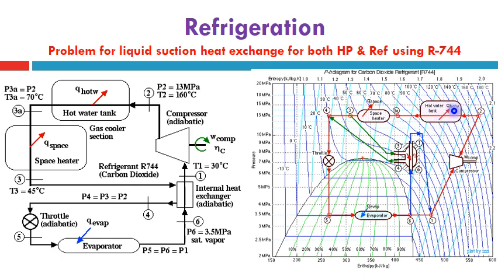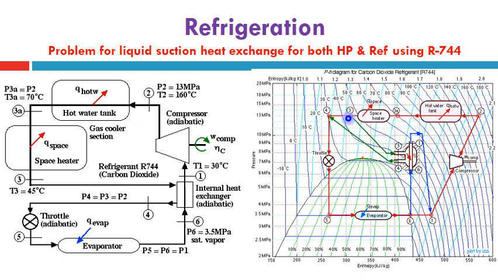tank as shown here, Q hot. Then the second part is dedicated to space heating, to reduce the gas temperature from T3a, which is around 72 degrees Celsius as shown from this iso-temperature line. This temperature was around 161 or 160 degrees Celsius as shown on these iso-temperature lines, whose values are shown here on these blue lines.